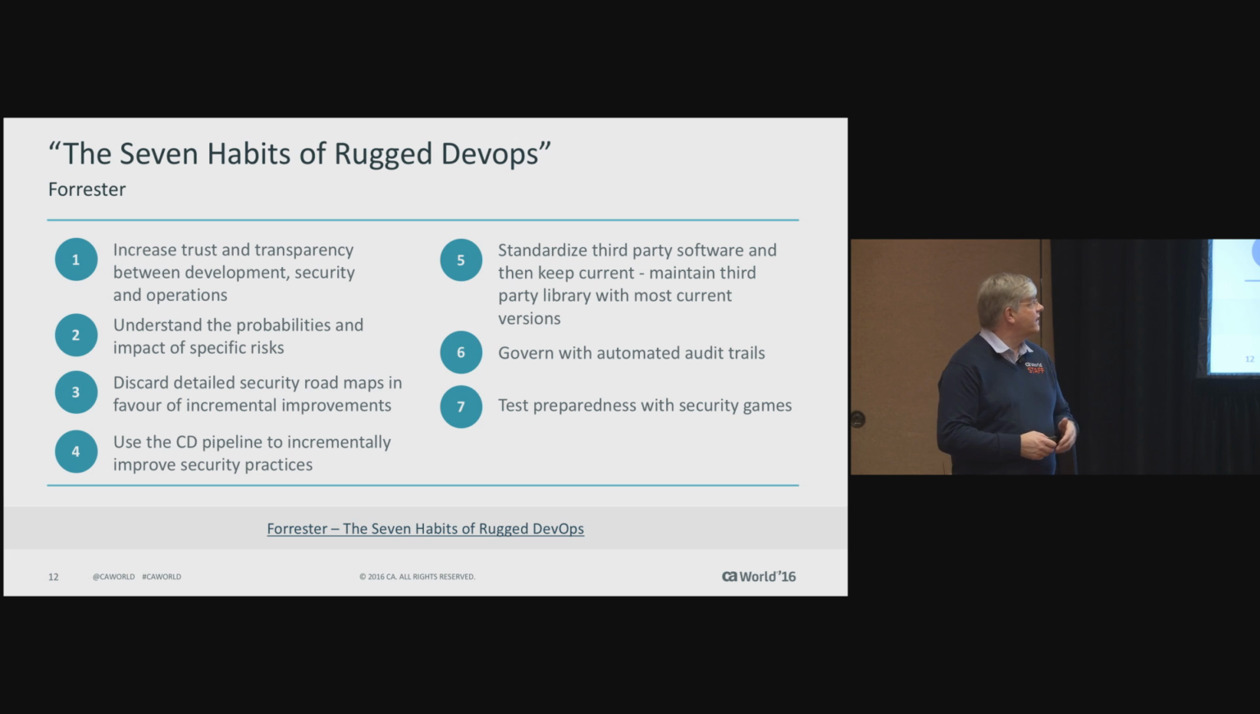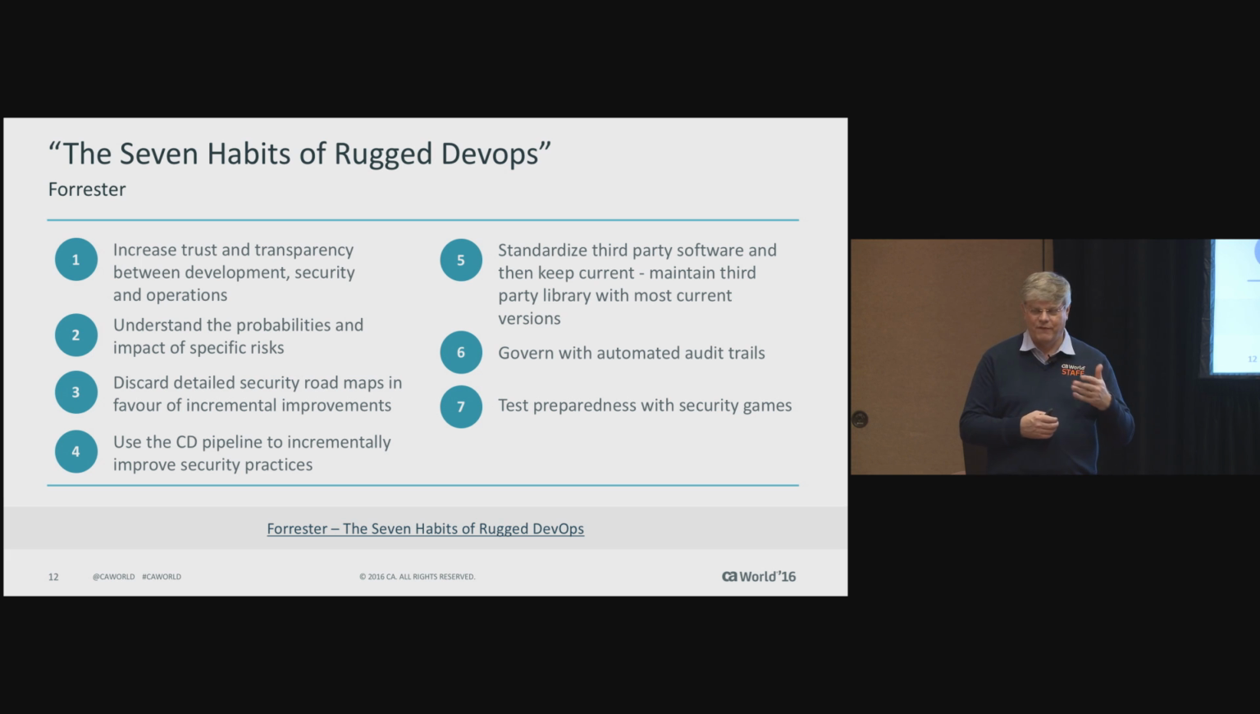Now, Forrester did the 7 habits of rugged DevOps. And if you look at the first one, the first thing you need to do is knock down the walls, knock down those boundaries between the security group, the development teams, and the operations teams, so that they're all working together to a common goal, which is to look at security as a core component of DevOps. Understand the risk. Just because you have a vulnerability doesn't mean that you have to patch it. You need to understand what the risk is. Is the business willing to take that risk on board? And we may find other ways to mitigate the risk, or we need to patch it to resolve the risk.